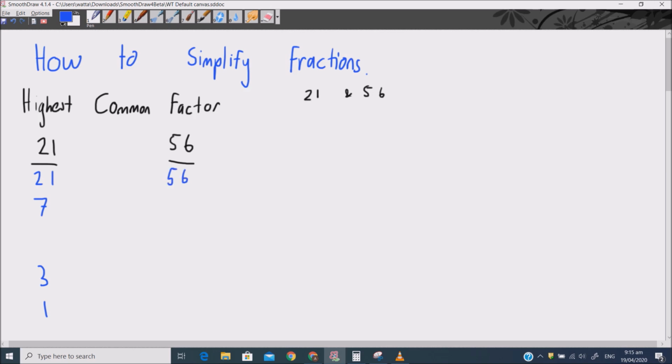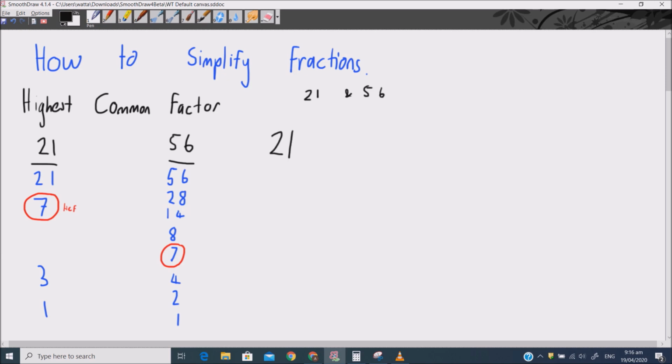So 56, same thing. 56 and 1 is the easiest pair. Then 2 and 28. There's nothing for 3. So 4 and 14. And then we're going to have 7 and 8. So that's all your factors for 21 and 56. And you'll see that 7 is the biggest number that appears in both of these lists. So that's what we call the highest common factor.